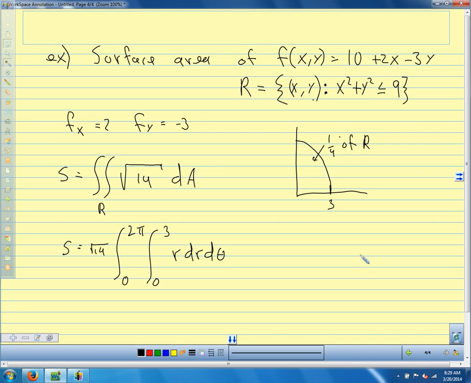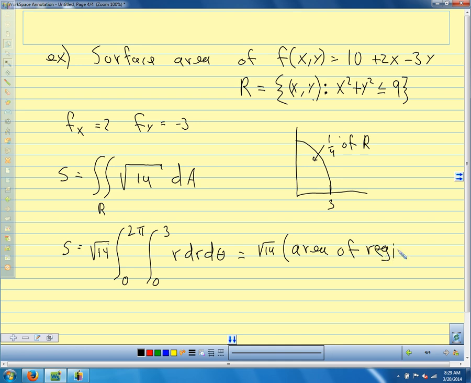Well, before we do this integral, what is the double integral over our region of dA? What does that represent? What's a double integral when we're not putting anything in there, the double integral over our region of dA? That's the area of the region. This equals the square root of 14 times the area of the region.